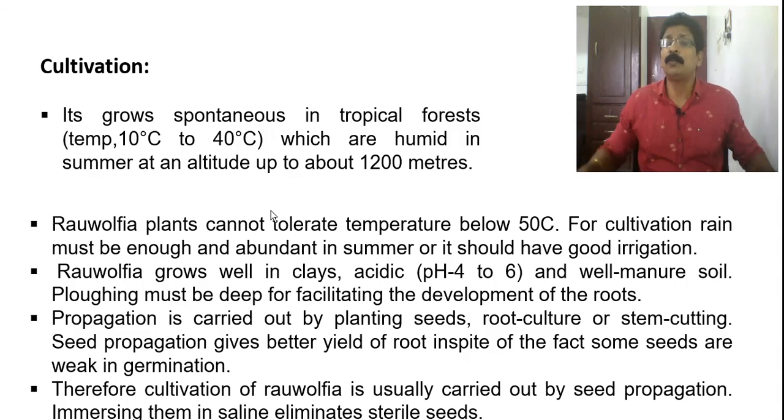So propagation, now how to propagate? For cultivation you need propagation, you need seedlings, because many places should be covered with this plant. Propagation is carried out by planting seeds, root culture, and it can even be done by tissue culture or stem cutting. But seed propagation gives better yield of root, in spite of the fact that some seeds are weak in germination. Anyhow, seed propagation is the best one. Therefore, cultivation of Rauwolfia is usually carried out by seed propagation.